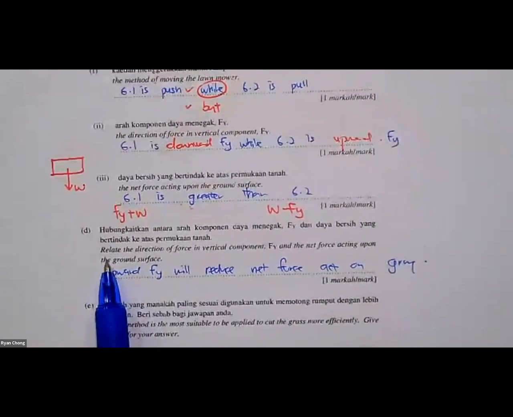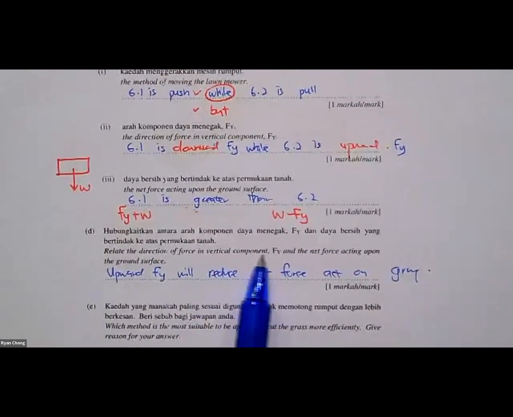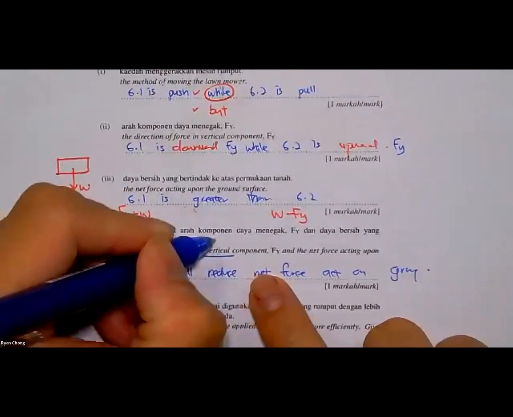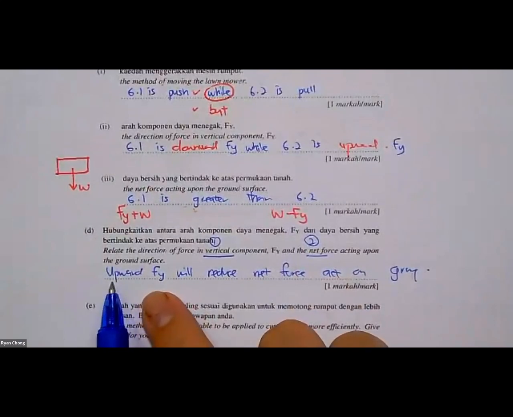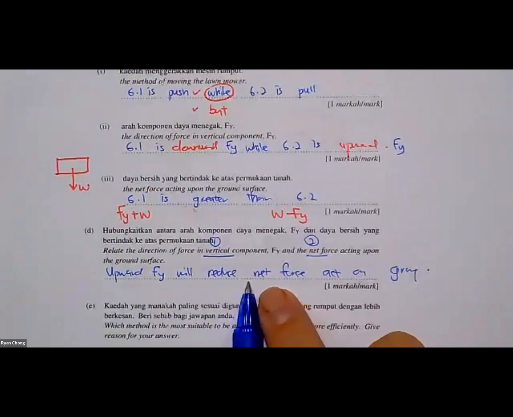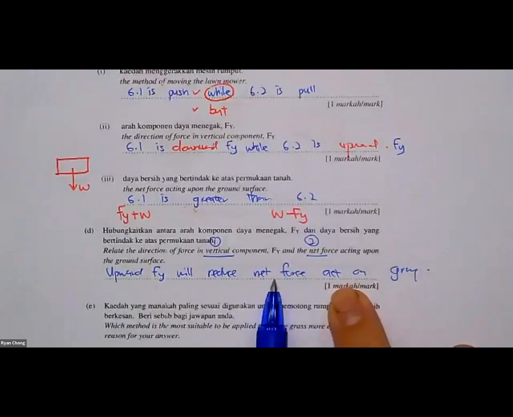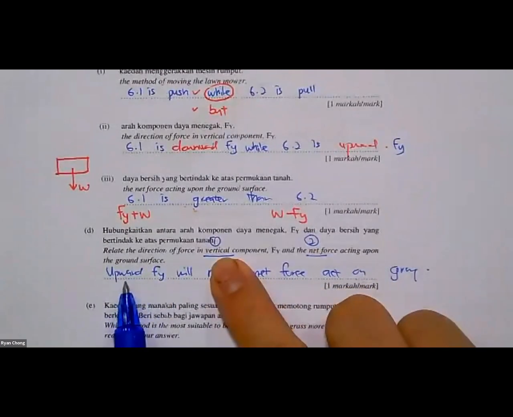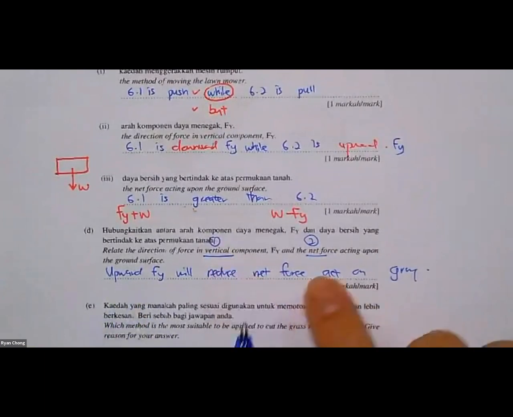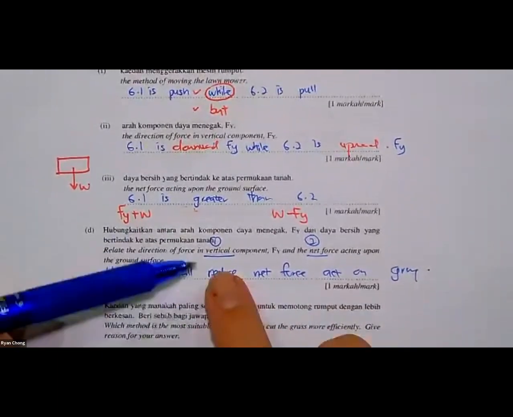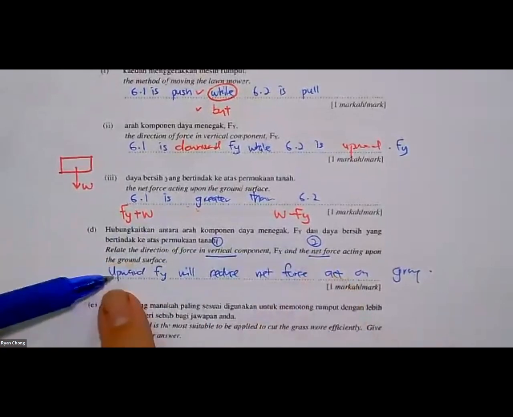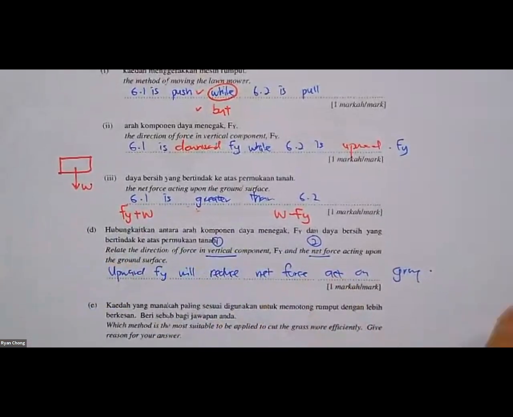Okay, all right. Then the next question, they say, relate the directions between the force of vertical with the net force. So they say vertical force first, then only the net force. That's what you have to mention. Okay, either one. Upward force will reduce the downward, the net force act on the ground, because the vertical component first. So you must put this upward, downward in front, then only you can say net force behind. So what I mean is you don't change their arrangement. Vertical first, then only net. Vertical first, only net. You don't change their arrangement.